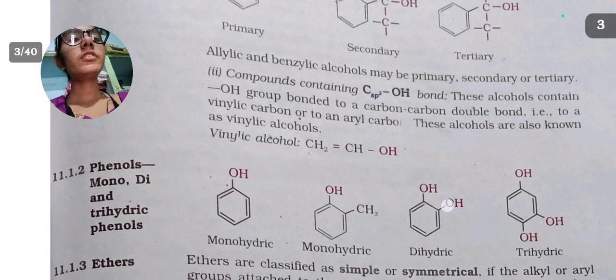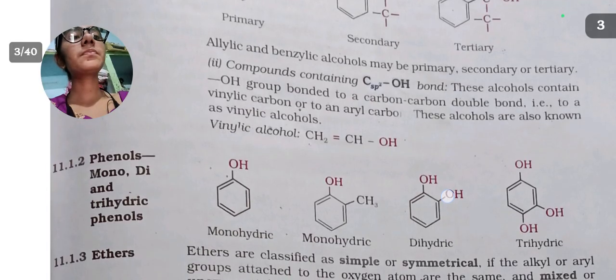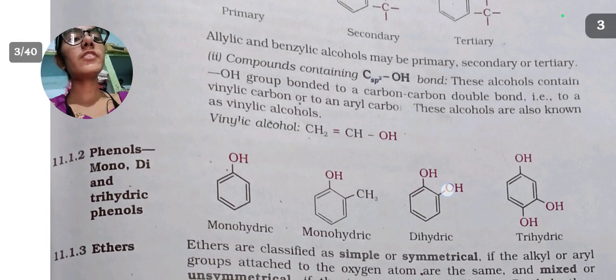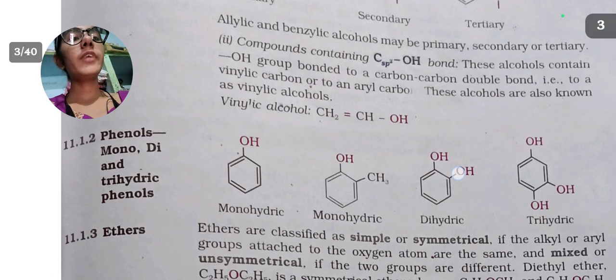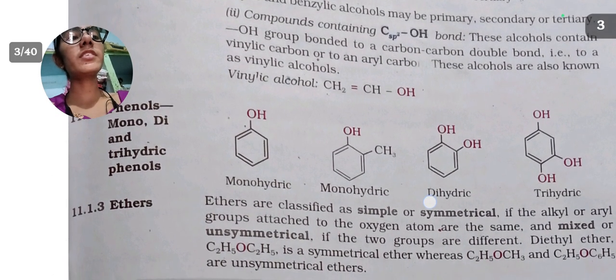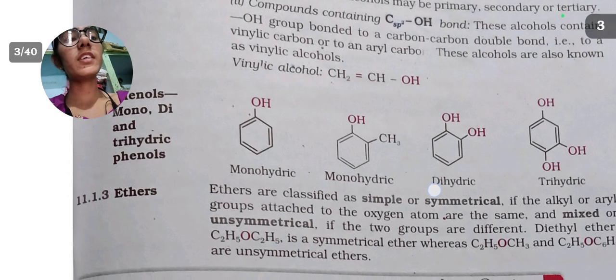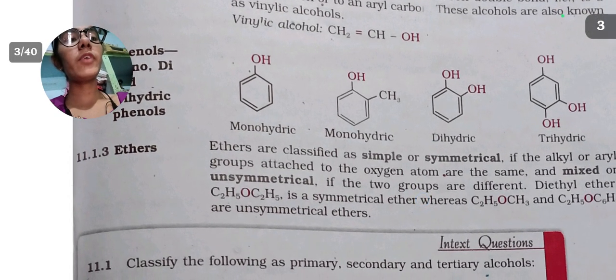Compounds containing the sp2 C-OH bond: these alcohols contain an OH group bonded to a carbon-carbon double bond, that is, to a vinylic carbon or an aryl carbon. These alcohols are also known as vinylic alcohols. These are the monohydric, dihydric or trihydric examples.